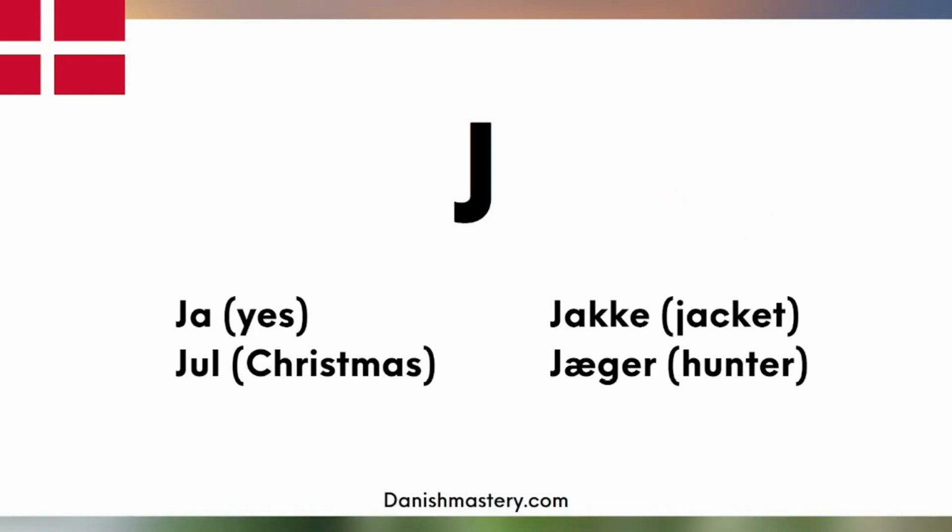J. Now this one can be tricky when I say the letter like that, because it has that soft D sound, that ending. But yeah, that's how we say it. If we have to say the letter itself, we say it like that. But see what we got here. Jul, jakke, jæger. Okay, so that is J in Danish. Very good.